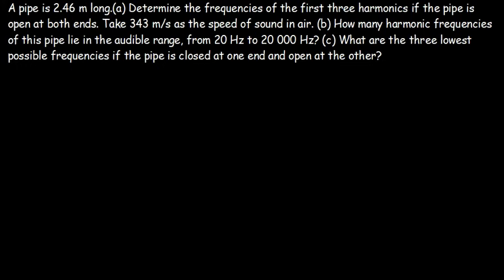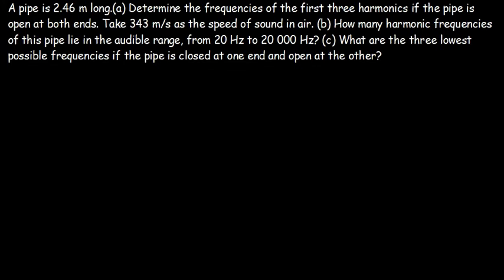Then part B: how many harmonic frequencies of this pipe lie in the audible range from 20 Hz to 20,000 Hz? Then part C is saying: what are the 3 lowest possible frequencies if the pipe is closed at one end and open at the other end?